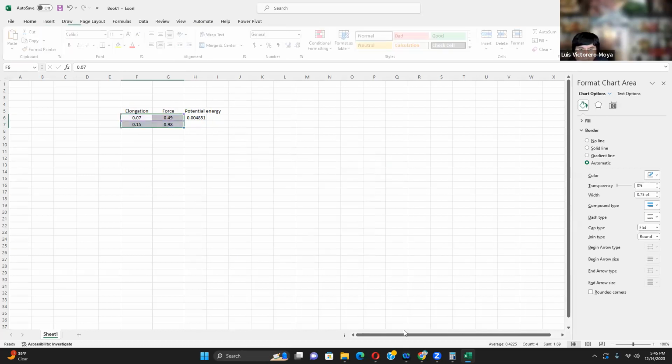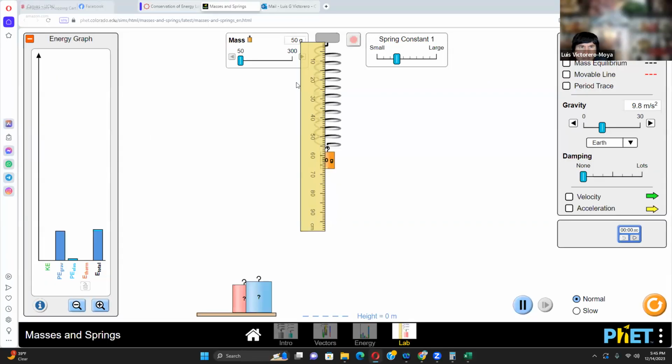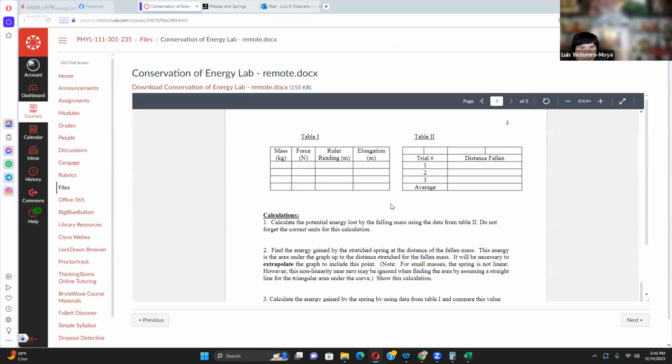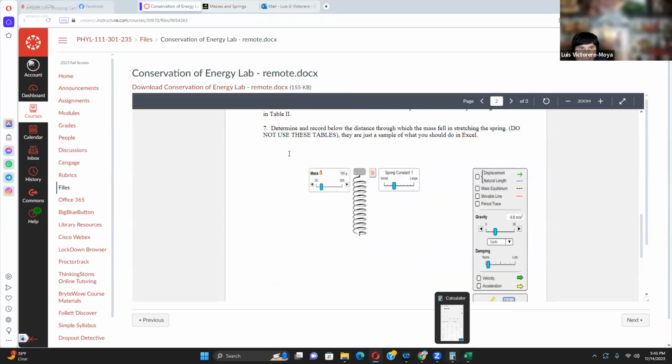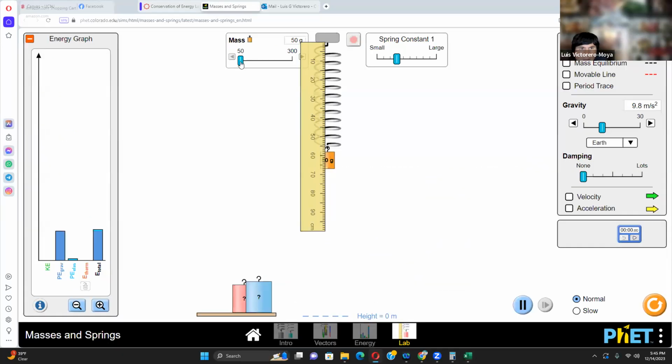Maybe we need one more. Let's do another value. Might be that. So the lab is asking you to do 150 grams, I believe. Yeah, so let's do another value. These are the things that you guys have to learn as well when you do these labs: identify that there might be a mistake. In this case, Excel is giving the wrong plot.